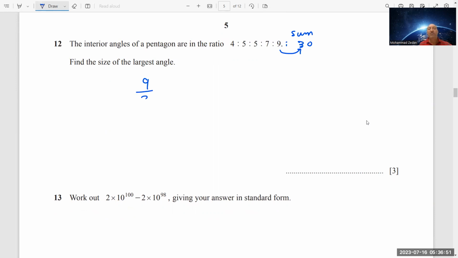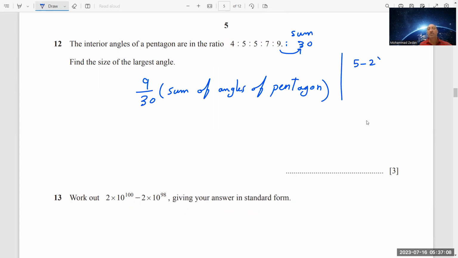9 over 30 of what? 9 over 30 of the sum of the measures of the angles of the pentagon. The pentagon is a 5-sided polygon. In this case, you can calculate the sum by n minus 2 times 180. 5 minus 2 times 180, you get the answer 540. So the biggest angle here is 9 out of 30 of this total sum of angles, 540.